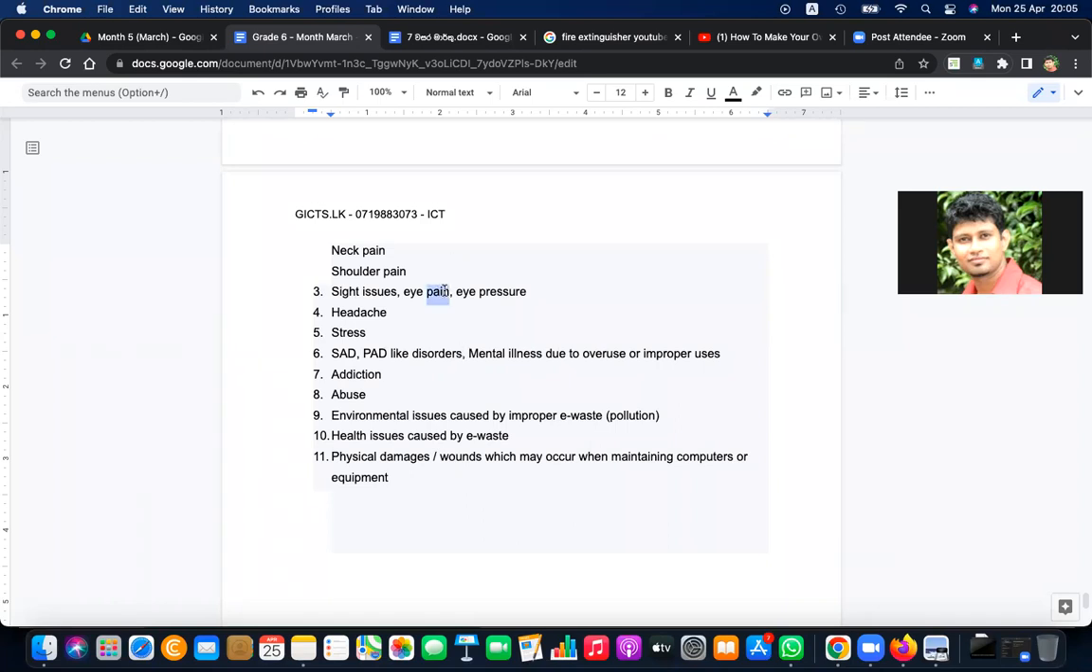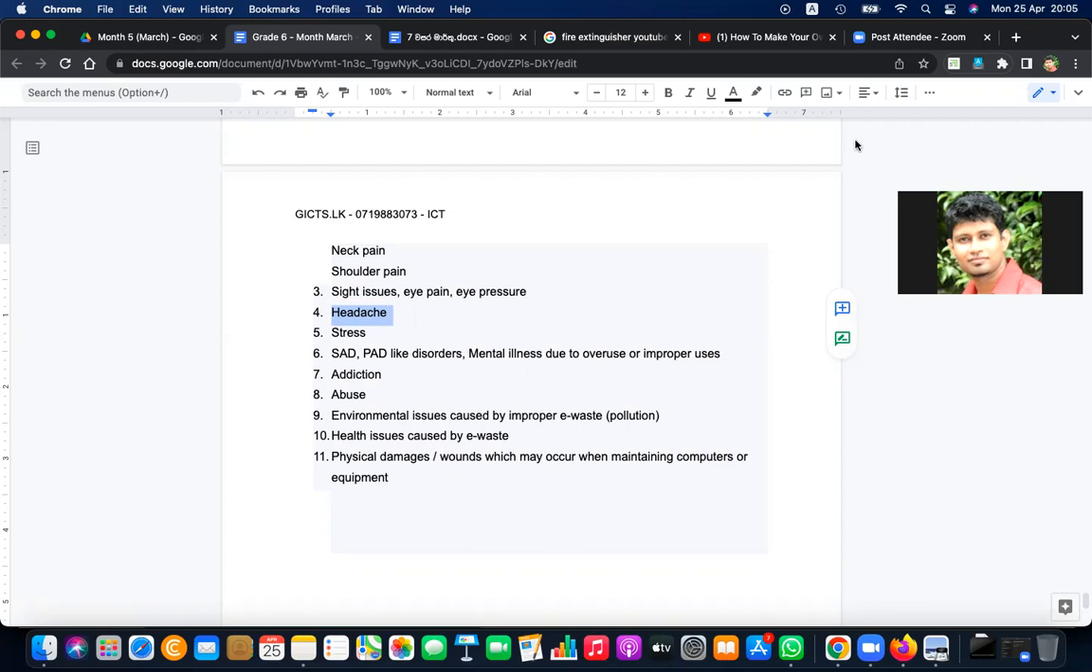So eye pain, if you are looking at the screen for a long time, then eye pain, eye strain injuries, eye stress, headache, these things can be possible. Why? Because it is not good to look at the screen for a long duration. If you're looking at the screen for 2 hours, 3 hours continuously, that might affect your eyes in the long term.